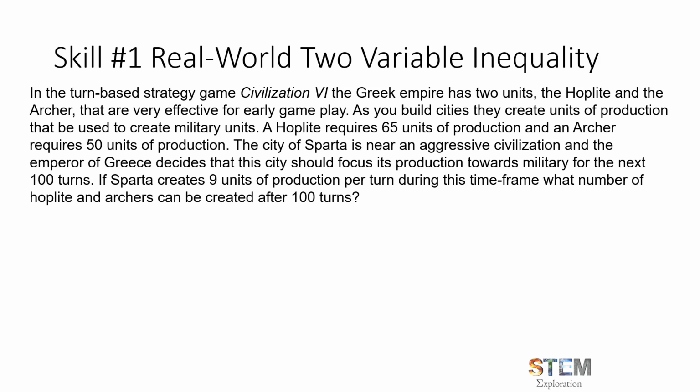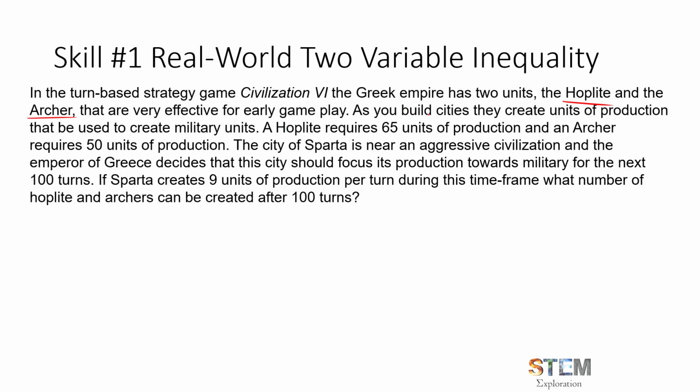So in Civilization 6, one of the players that you can play is the Greek Empire, and there are two units that it has. One is the hoplite, which is a spearman-like character, and then an archer, which is probably pretty self-explanatory. It's a dude with a bow and an arrow. And they are effective for early gameplay. So in Civ 6, you have these different eras and stages. And the first era, the Stone Age, that type of thing, you have very primitive units.